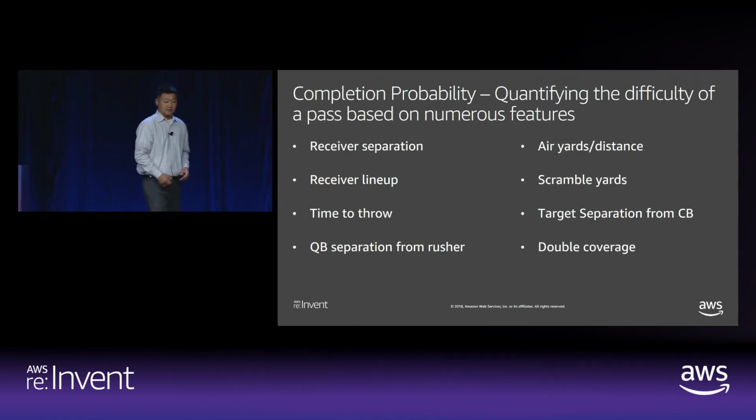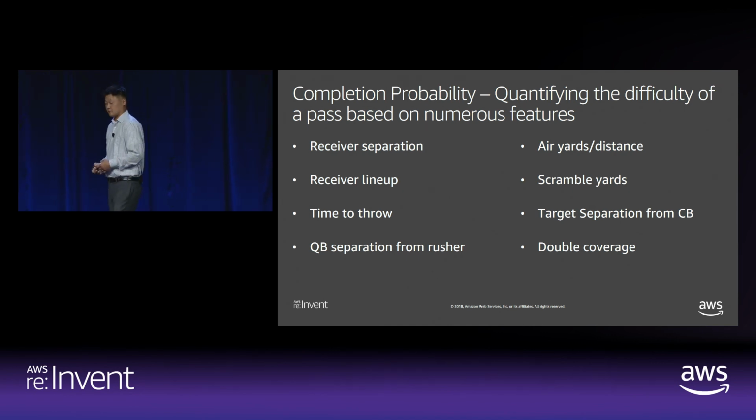These are some of the features that go into completion probability. And if you look at them, they make sense. Receiver separation: how close is the defender to the receiver? Basically telling us, is the receiver covered or not? Air yards, air distance: if you're throwing a pass further down the field, those are generally harder to complete.